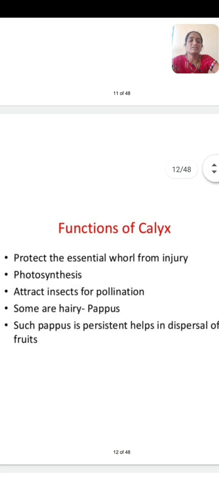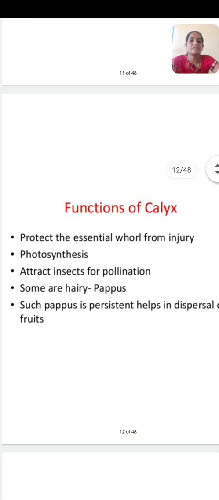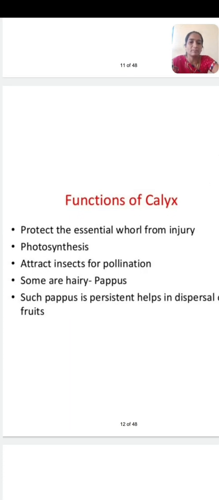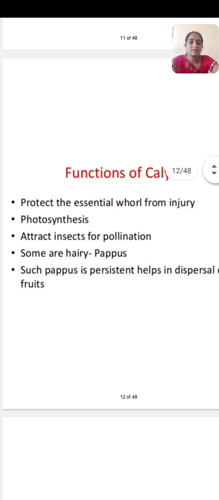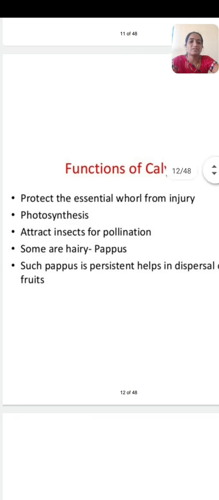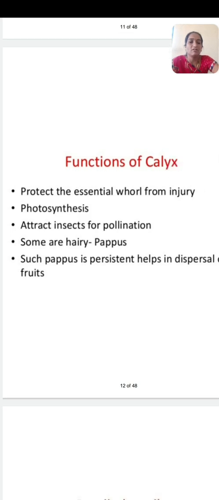The next topic is function of calyx. First function is they protect the essential floral whorls from injuries. They perform photosynthesis and synthesize their food material. They attract insects for pollination. In some flowers, the calyx may be hairy. In case of pappus, they help in pollination. And such a pappus is persistent and helps in dispersal of fruits.